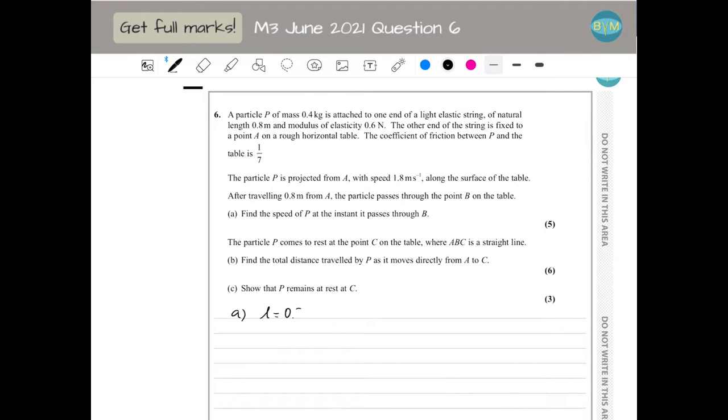Length is 0.8, that's L. Modulus of elasticity is 0.6 newtons. The other end of the string is fixed to a point A on a rough horizontal table, so we are going to have friction. Coefficient of friction between P and the table is 1/7, so mu is 1/7. Particle P is projected from A with this speed.